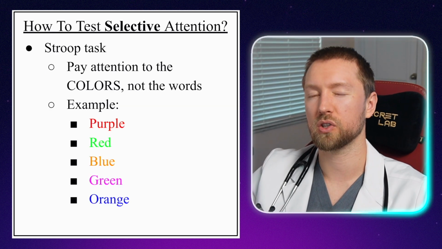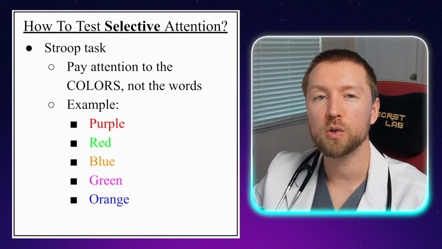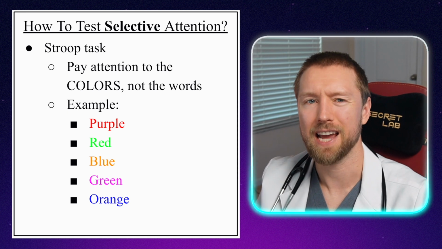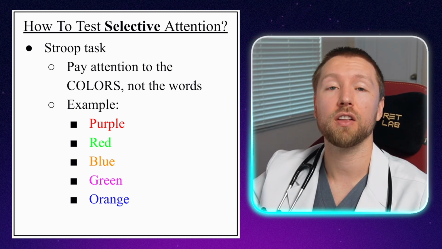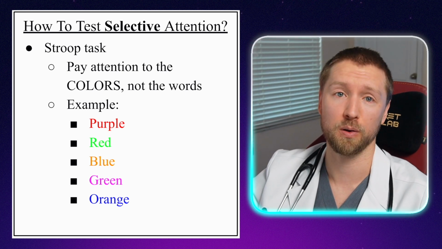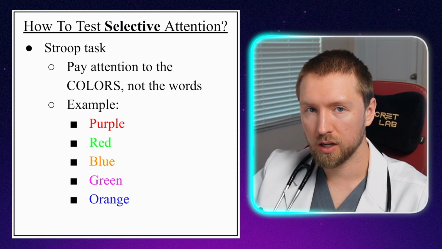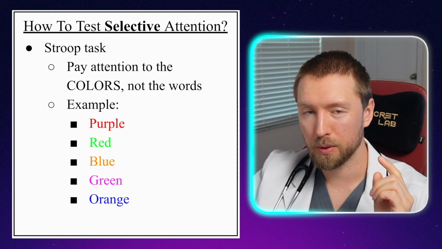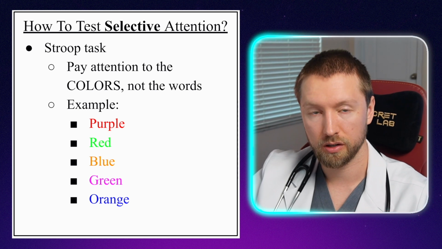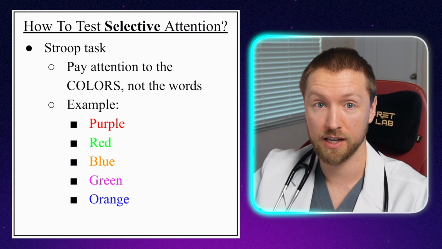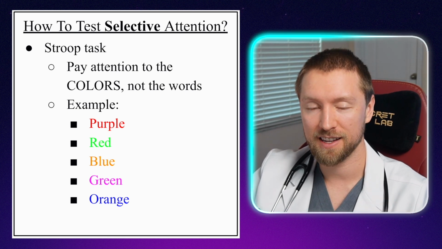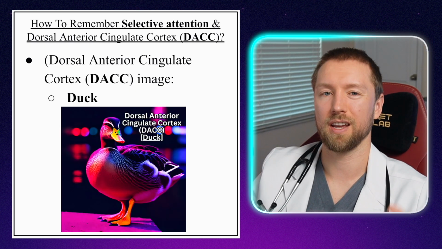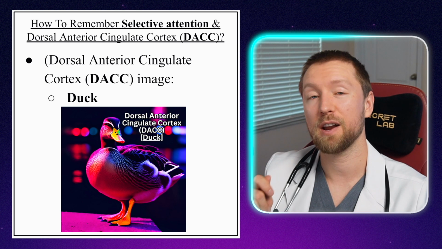How do you test for selective attention though? Well, you use something called the Stroop task. And that's where you have to pay attention to the colors and not the words. And this is pretty difficult. So in this example, you see all these words. Remember, pay attention to the colors. So the first one's red, second one's green, third one is orange, fourth one is pink, and fifth one is blue. Okay, got it. I know what it does, but how do I remember it?